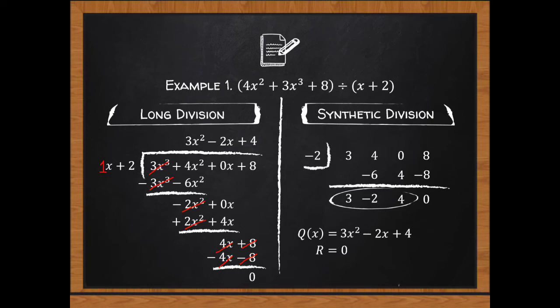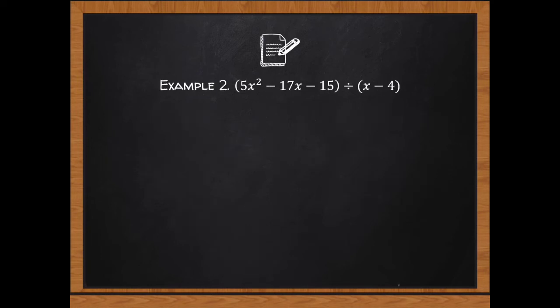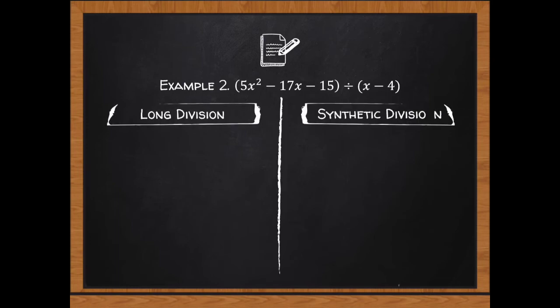Now let us proceed to example number 2. 5x squared minus 17x minus 15 divided by x minus 4. So, we are going to use the long division and the synthetic division. Ang first step natin in dividing using long division is we write the dividend here, but then we have to make sure that our dividend is in its standard form. So, a-arrange natin yung mga terms kung kailangan i-arrange.